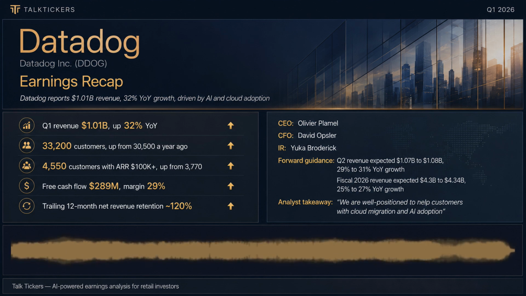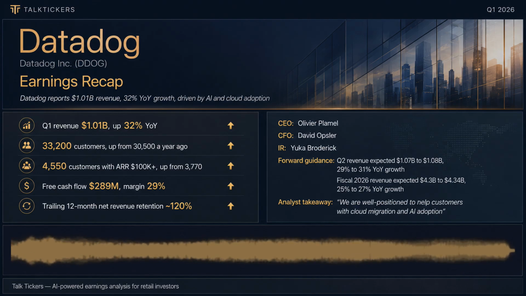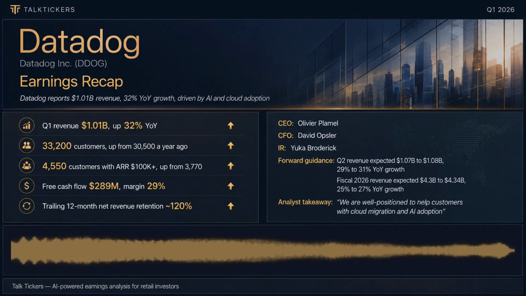And engine number two is their dominance in the bleeding-edge AI wave. Exactly. They have successfully transitioned from merely monitoring basic cloud endpoints to securing massive 8-figure mission-critical GPU monitoring contracts for the world's largest hyperscaler training labs. They are the essential picks and shovels of the generative AI revolution.